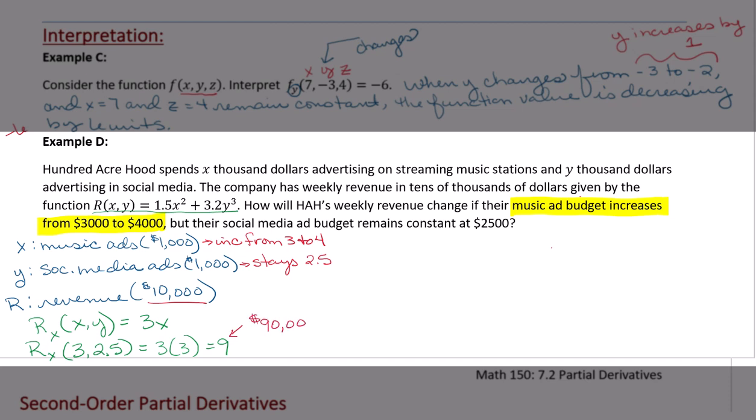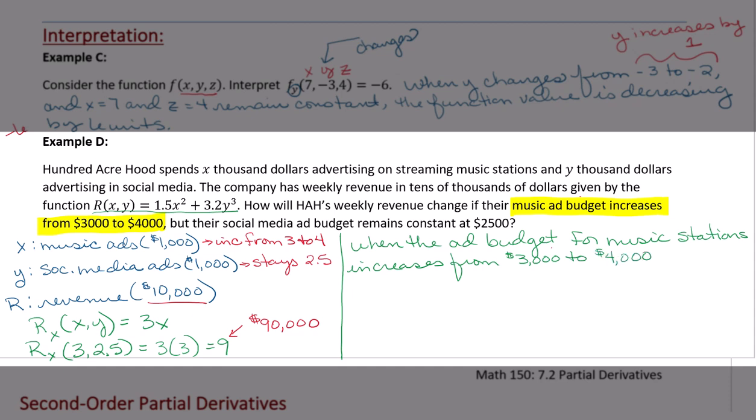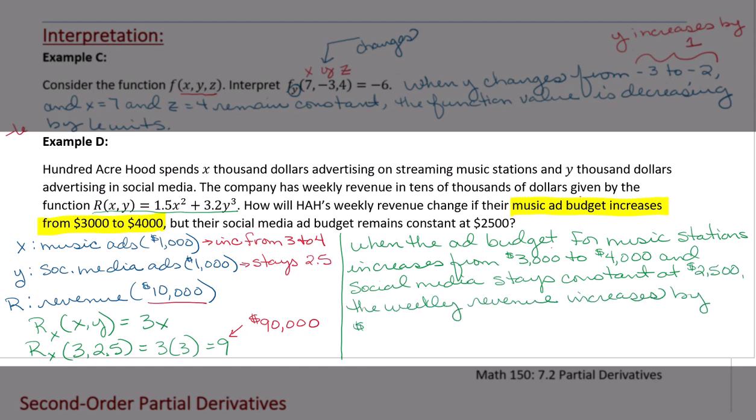$90,000 in revenue. When the ad budget for music stations increases from $3,000 to $4,000 and social media stays constant at $2,500, the weekly revenue increases by $90,000.